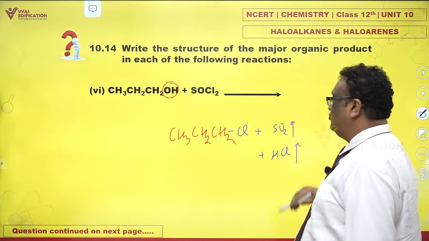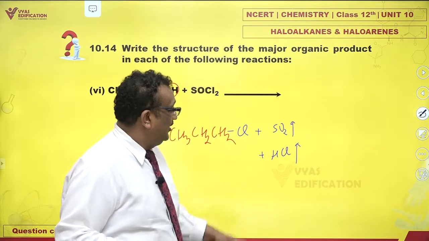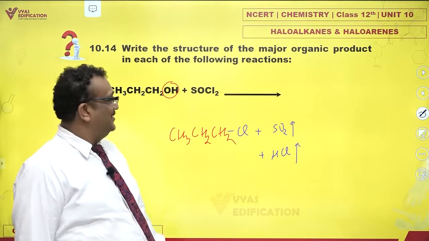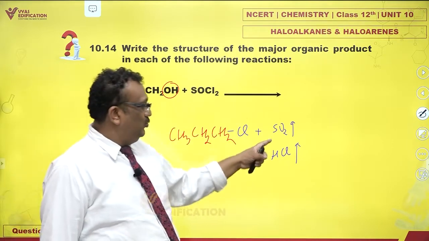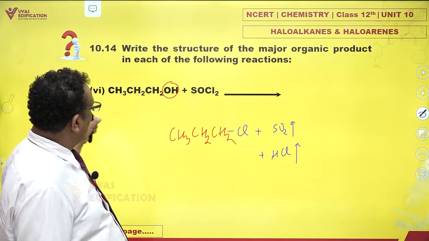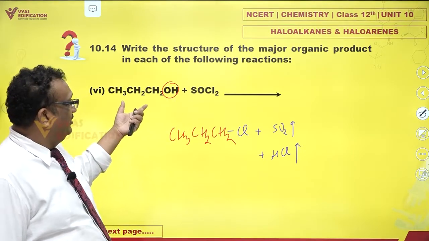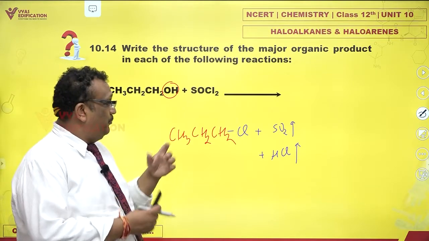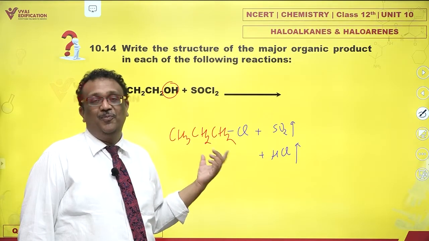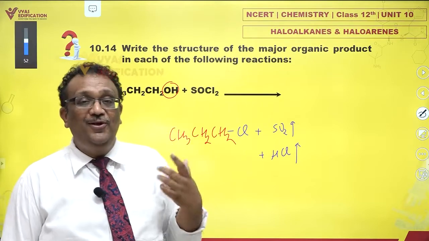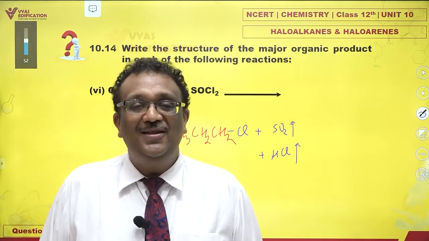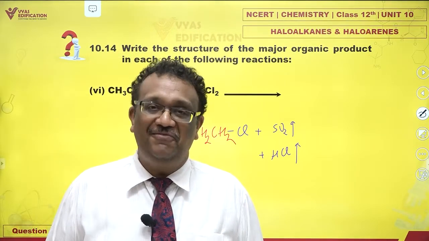The most beautiful part of this conversion is that all the other products are gaseous. SOCl2 is a gas, SO2 and HCl are gases. If you use excess of SOCl2, all the alcohol reacts away, so it is the limiting reagent and gets exhausted. So the product can be pure propyl chloride, and this purity of product is so valuable that it makes Darzens' reaction a very favorite reaction.